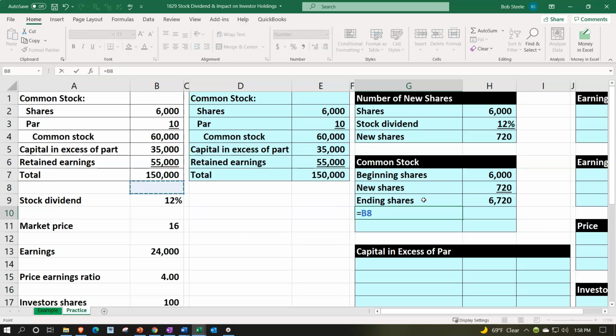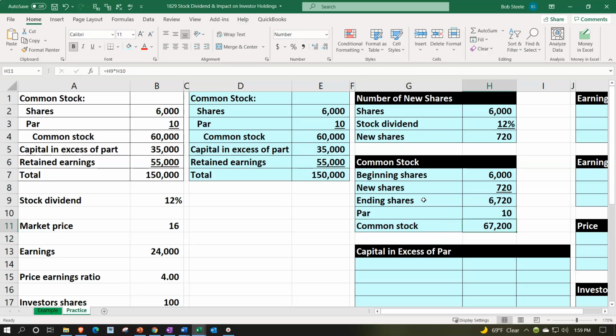Par value is remaining the same at the $10 in our case. We'll pick up the $10 here, and that's going to give us our common stock, which is going to be equal to the 6,720 times the 10, or 67,200. Let's put an underline under the 10, font group, underline. So we expect then this number here to change to 6,720. This number then will change automatically due to our calculation at the $10 par to the 67,200.